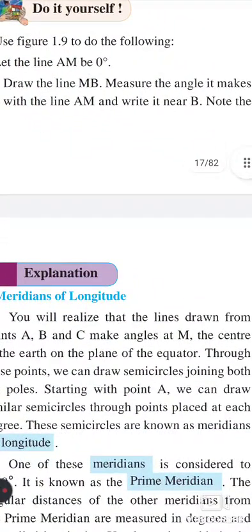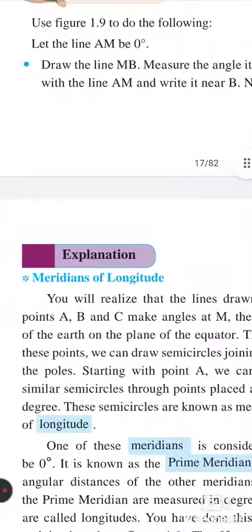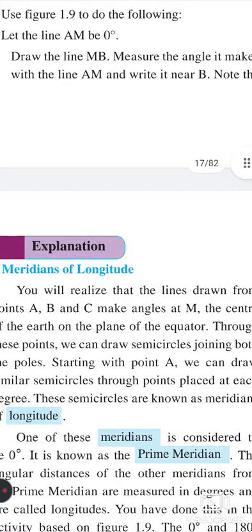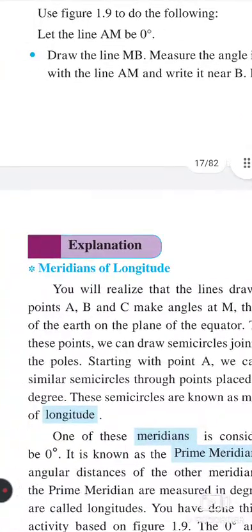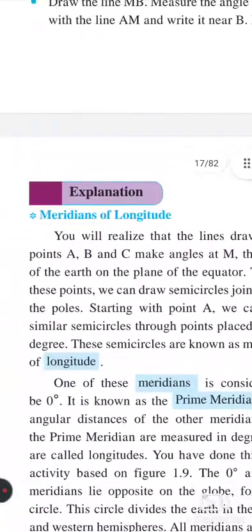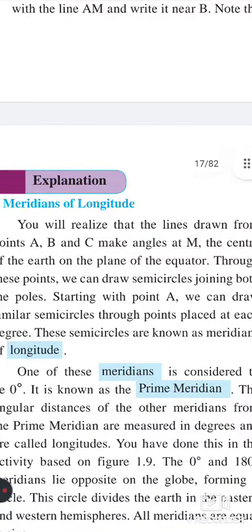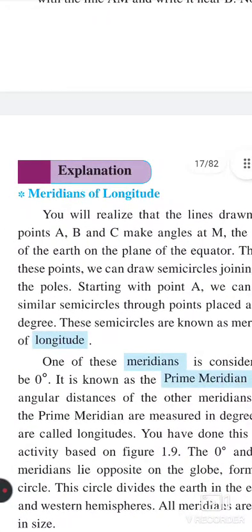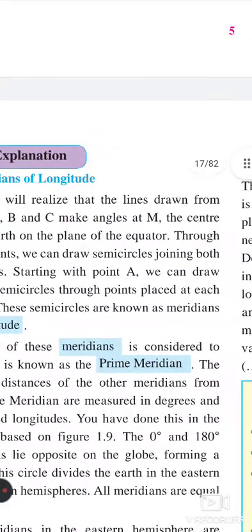We can draw semicircles joining both the poles. Starting with point A, we can draw a similar semicircle through the points placed at each degree. These semicircles are known as meridians of longitude. One of these meridians of longitude is considered to be 0 degree. It is known as the prime meridian.